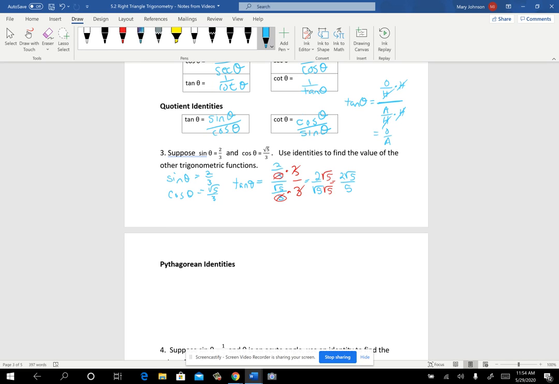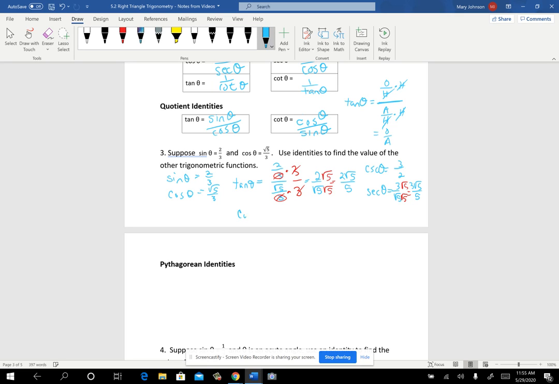All right, now once you get those three, you can get the ones that are related to these by just using the idea of a reciprocal. So like sine and cosecant are reciprocals of one another. So cosecant should be 3 over 2. Cosine and secant are related to one another. So this should be 3 over the square root of 5, which we have to rationalize. So that's going to be 3 square root of 5 over 5.